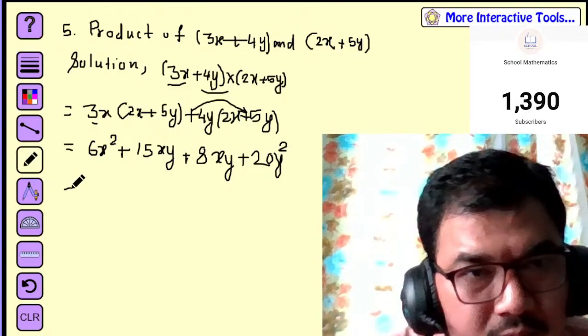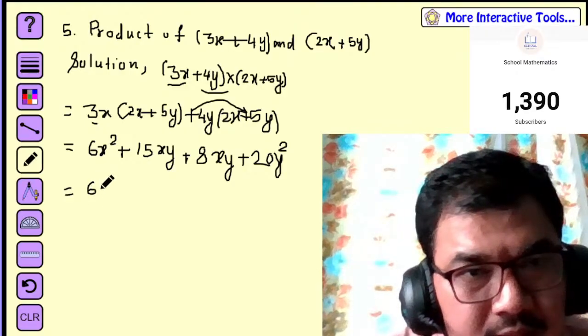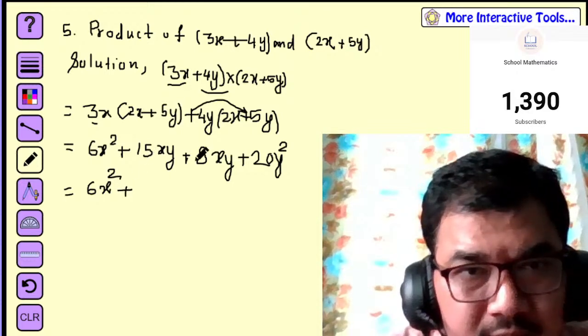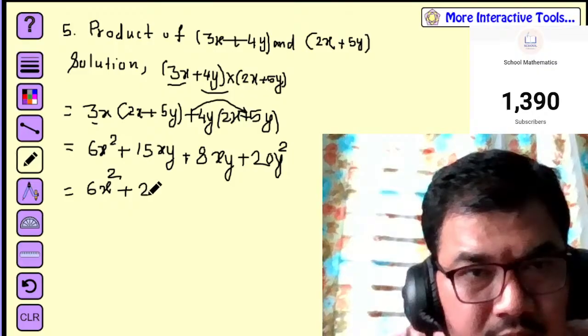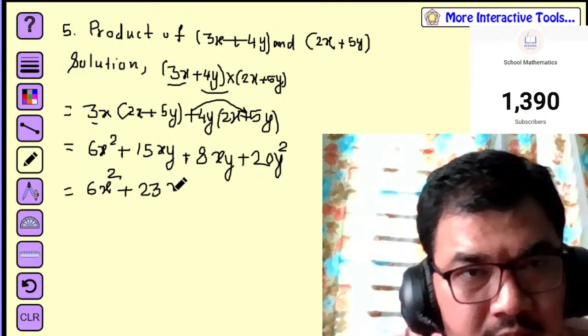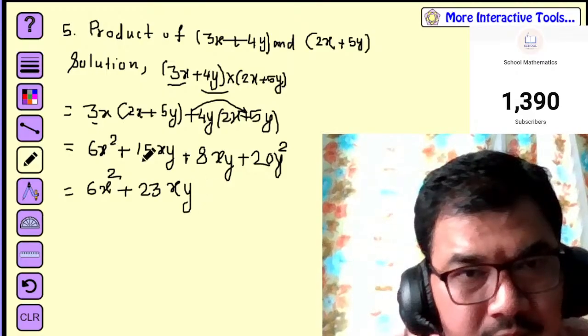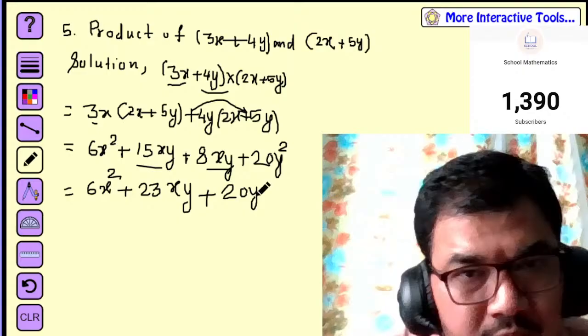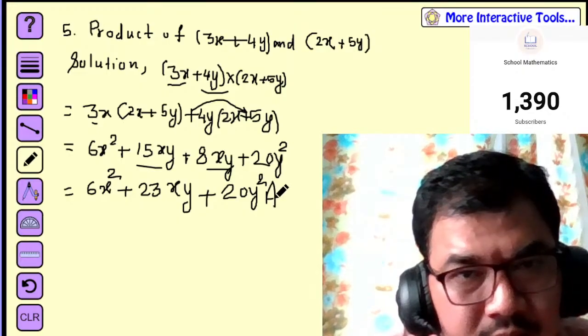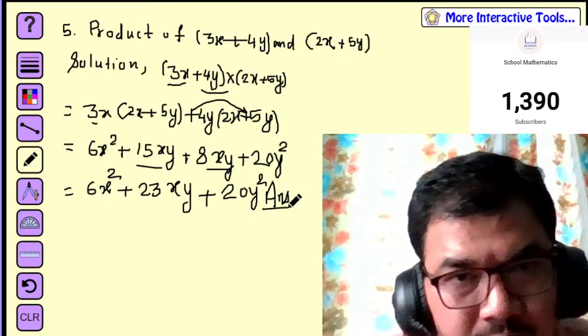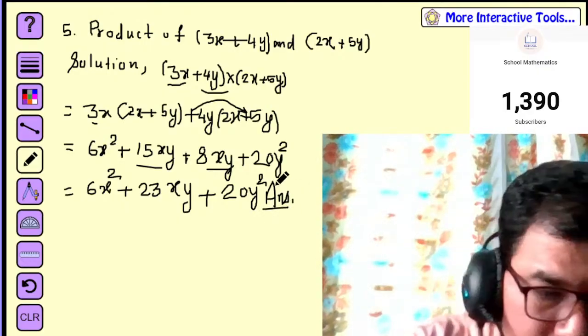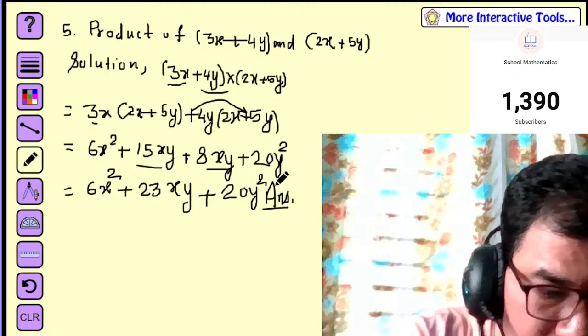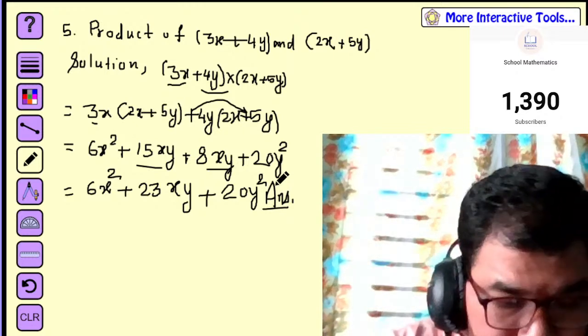Now look here, this is 6x square plus 15xy plus 8xy means 23xy. The like terms we can add, and then plus 20y square. This is the answer of this product. This is the process to find the product of this multiplication.